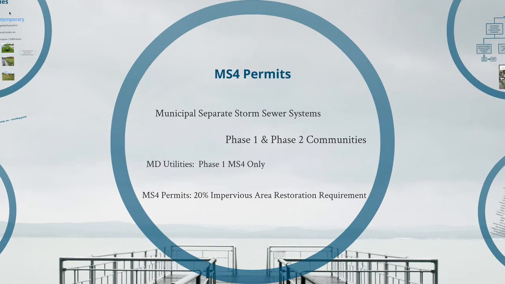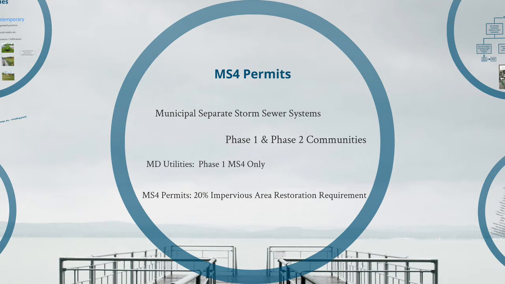First and foremost, it's important to understand that the stormwater utilities are related to MS4 permits, Municipal Separate Storm Sewer Systems. These are permits that municipalities such as cities and counties are required to have through EPA. There are two different sizes, Phase 1 community or MS4 communities based on their population.